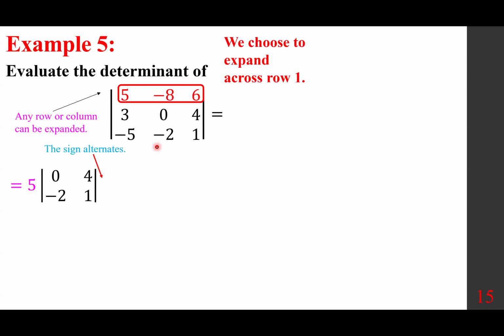By the way, row 2 or column 2 would have been easier, everybody, just for the sake of argument, because it has a 0. In any event, so 5, drop this, and this is what you have. Minus negative 8, drop this. You have 3 minus 5, 4, 1, right? And then 6, drop this. This is what you have.